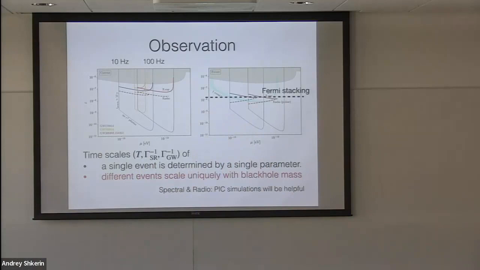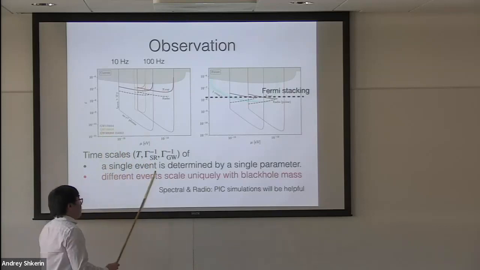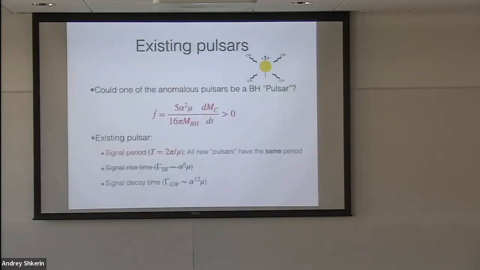Okay, and as I said earlier, the search is possible because all of these events coming from different black holes are totally determined by one single parameter, which is the dark matter mass, and we can cross correlate different events to get a better sensitivity on the mass.